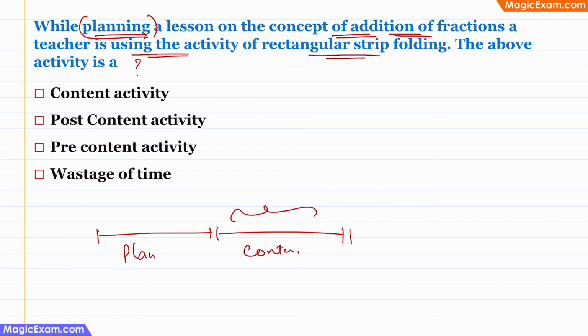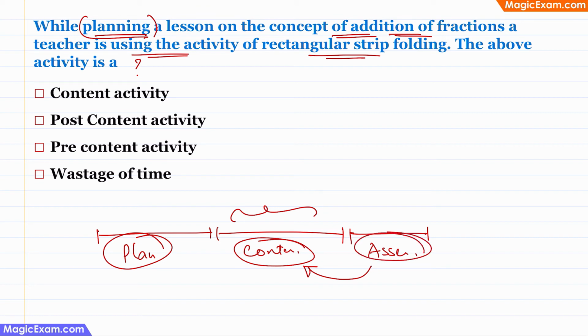And then comes the post content activity, and this is where you are doing the assessment to see how well this teaching and learning or the content activities happened. So first you plan, then you deliver the content, and then you assess how the teaching learning has happened. So now if you look at this, we are talking about planning a lesson. So the teacher is still in the planning phase. So the planning phase is nothing but the pre-content activity, because this is pre-content, this is content, and this is post-content, right? So here we are talking about planning, which is in the pre-content activity. So the correct answer is pre-content.